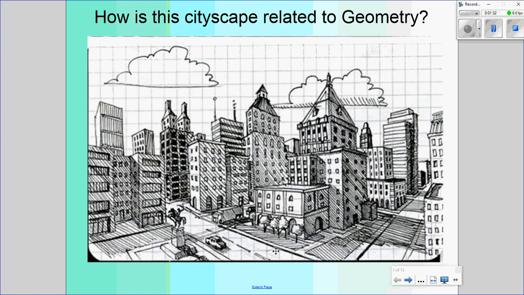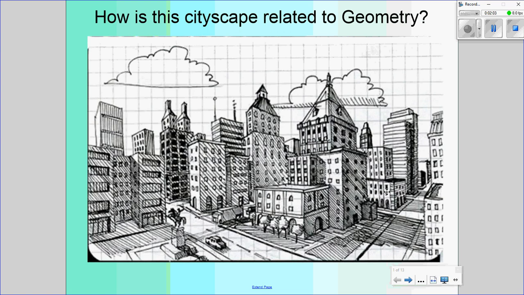What else do we see? There's other ones. You've got lines, points, planes. Sides of buildings are also known as planes. We have this arc shape. So in this whole picture, the cityscape is related to geometry because you've got different shapes that are put together to form a 3D shape, which are the buildings or cars or trees.